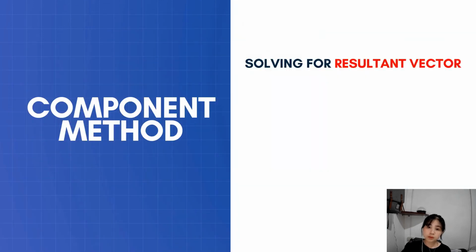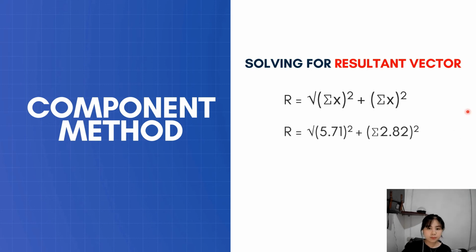To solve for the resultant vector using component method, we just take note of the given and the formulas. So here is the formula for the resultant vector, and we'll simply input what we've solved earlier in the previous slide, which is 5.71 and 2.82 in their respective slots in the equation. Again, you can just input this in your calculator and you'll be able to get 6.37 N.